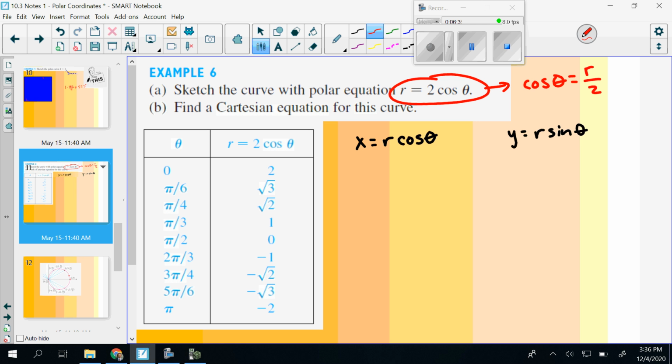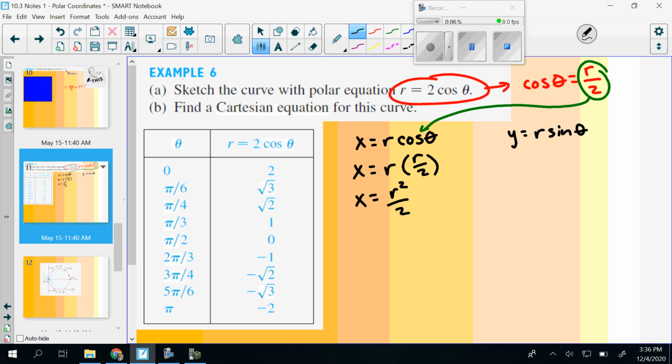So what we're going to do now is take that result, what cosine equals, and plug it in place here of cosine, because that's what cosine's the same as. So now this turns into r times r over 2, or another way of writing that is r squared over 2.